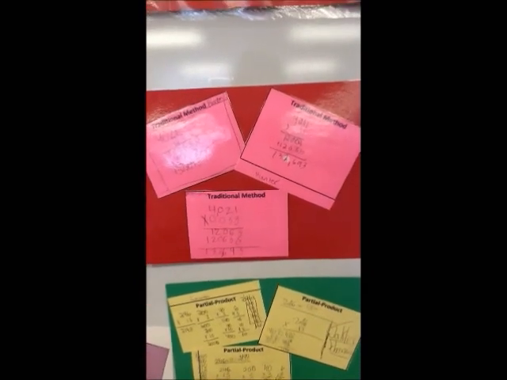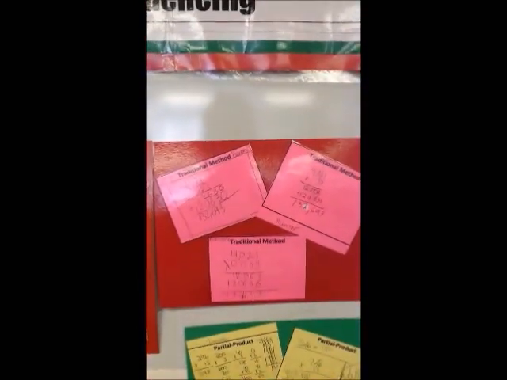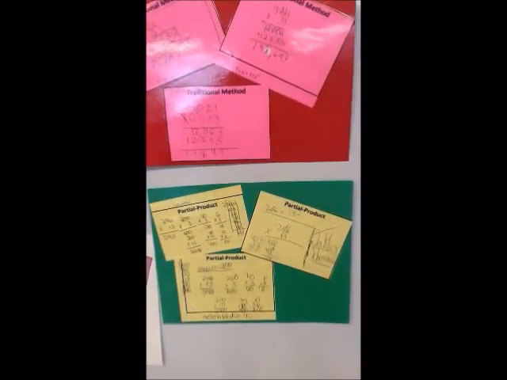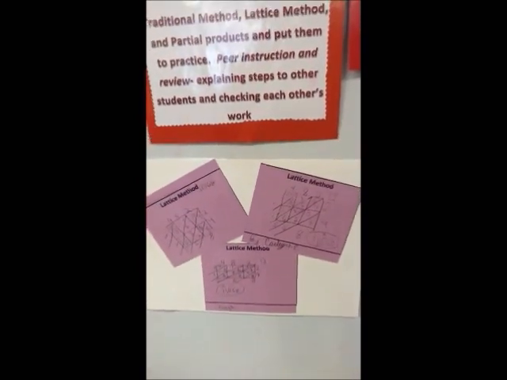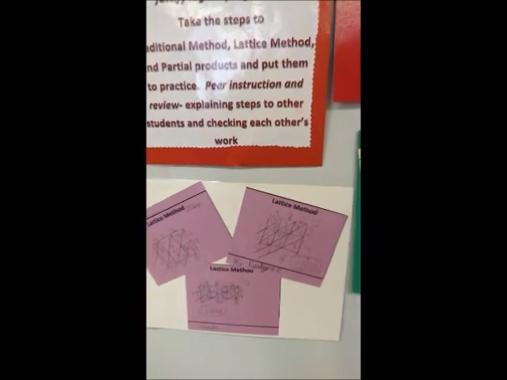Just for example, a couple of things that we did. We broke the traditional method, the partial product, and the lattice method down into separate cards. We passed out one card at a time. They had to pick a partner. They had to explain how they were going to do each thing, and then they had to pick another partner to check their work and to make sure that they were on the correct steps and understanding what they did.